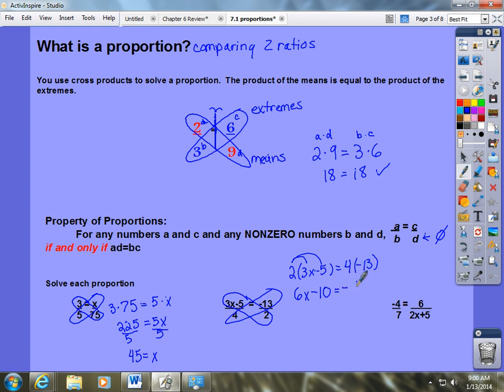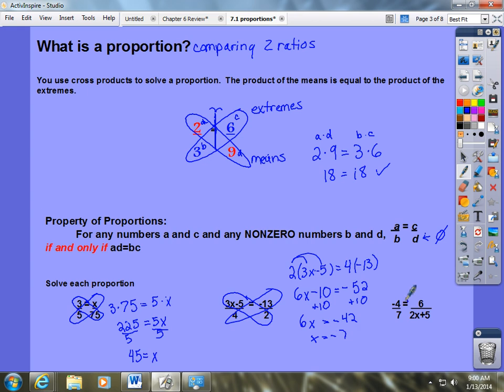Now I'm going to go ahead and solve. I'm moving my numbers over. Plus 10, plus 10. I'm left with 6x equals negative 42. And if I divide by 6, I get x equals negative 7. Okay, and the same thing here.